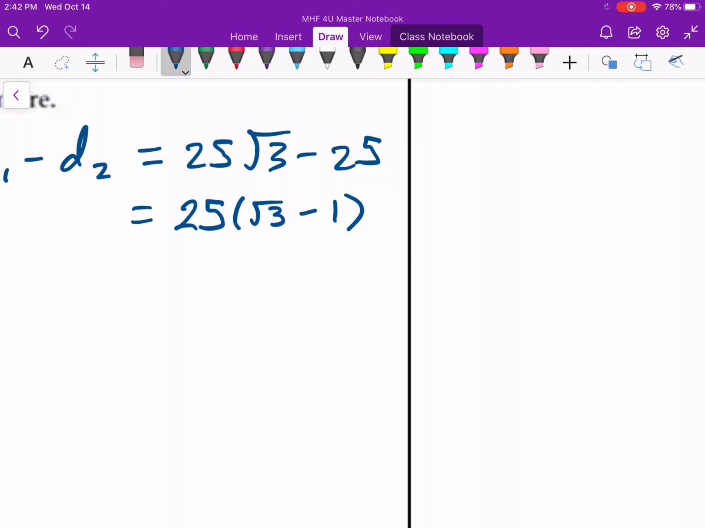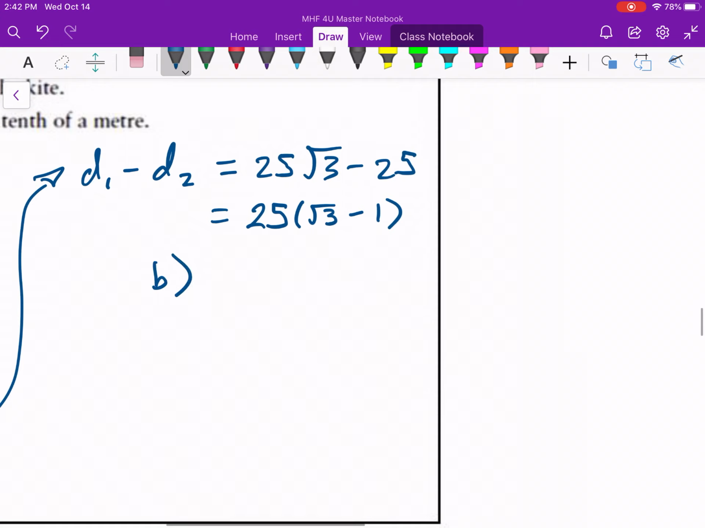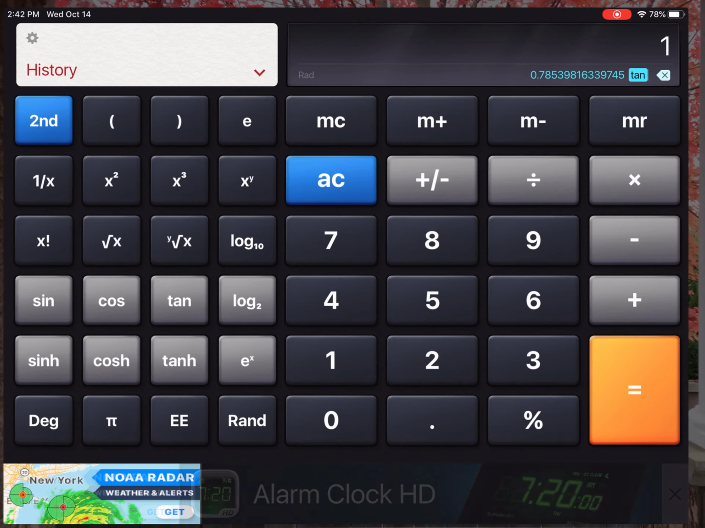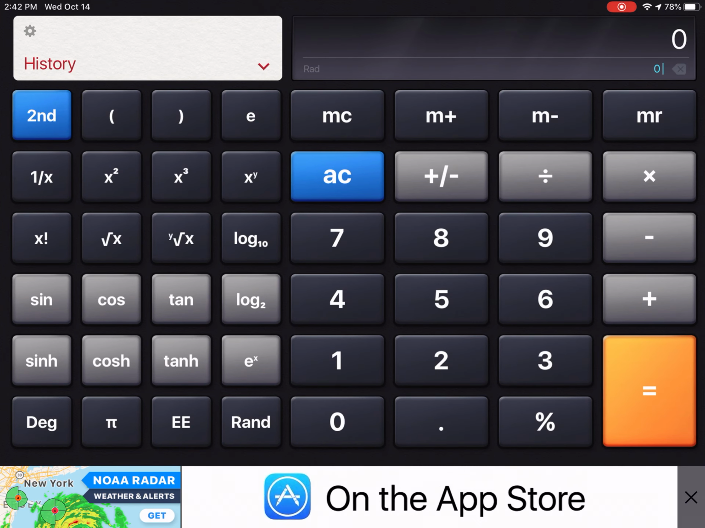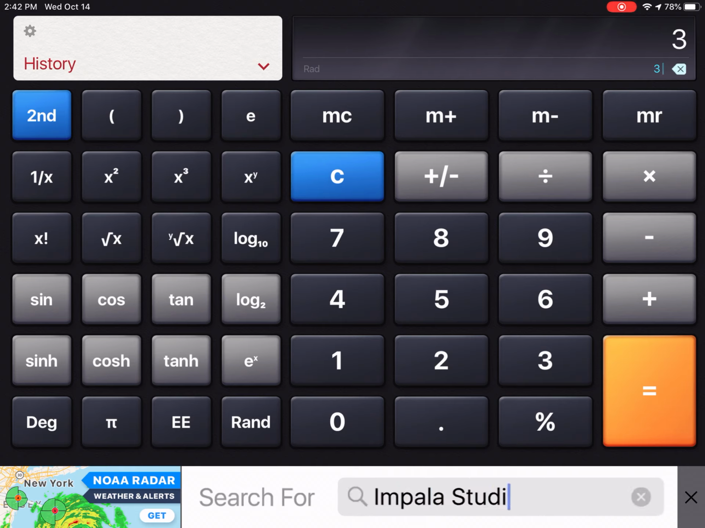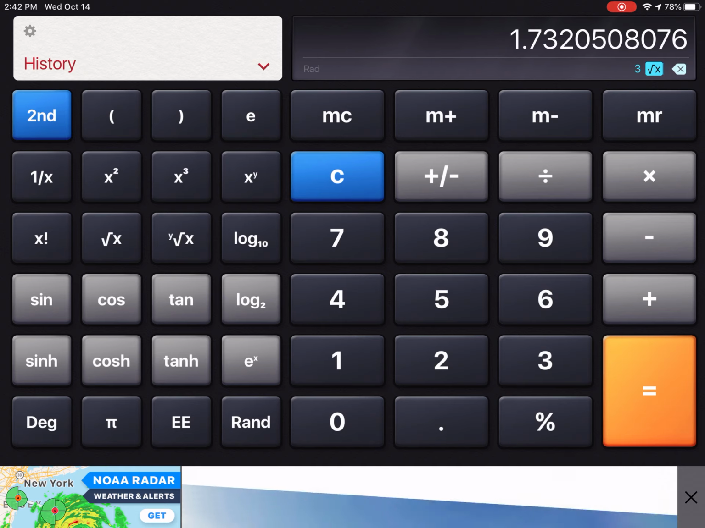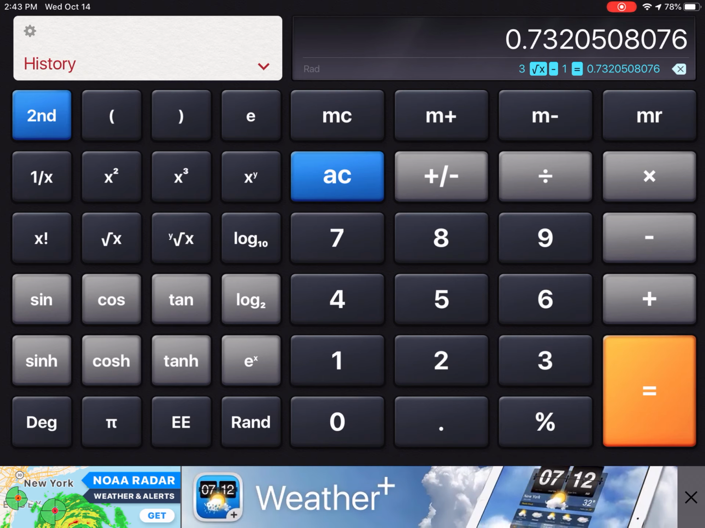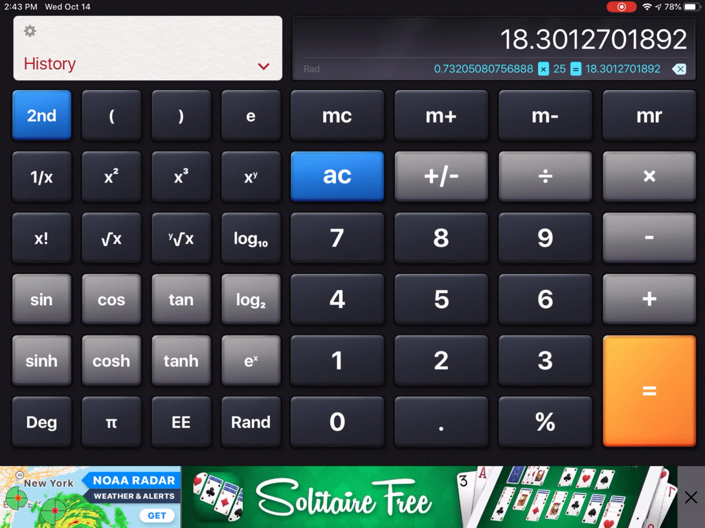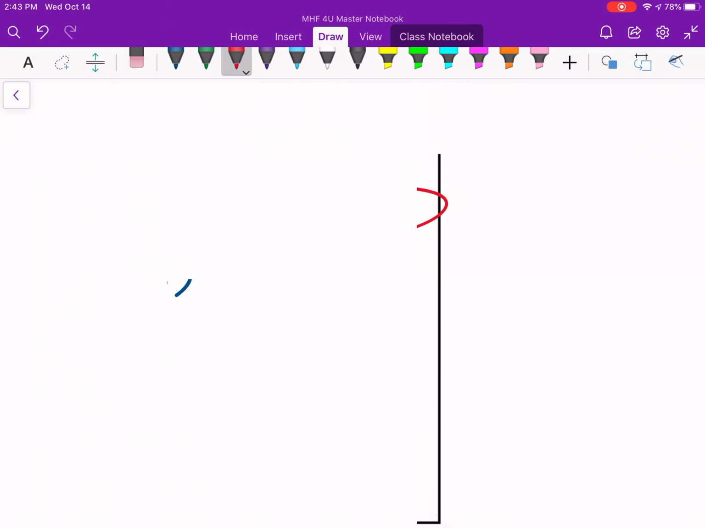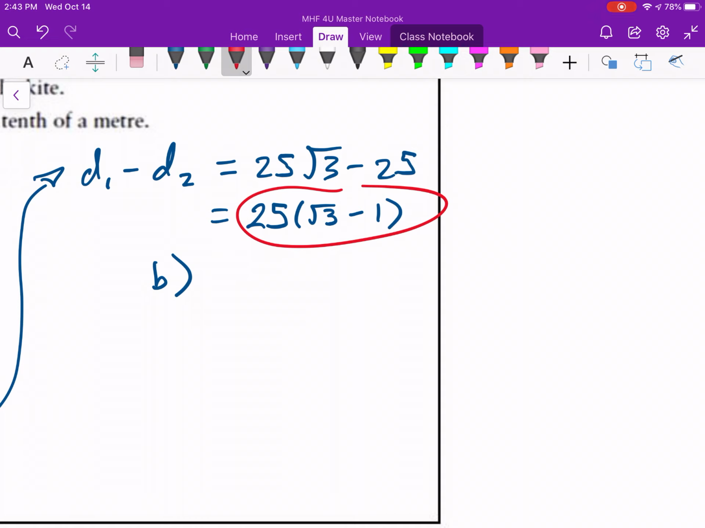Determine the distance in part A to the nearest tenth of a meter. So, in other words, this is an exact expression. If I type this into a calculator, then I'll get a more rounded expression, but it'll make more sense as well. So I want 1/10 of a meter. So I could take the square root of 3 minus 1, multiply it times 25, and I got 18.3. So the distance is 18.3 meters.